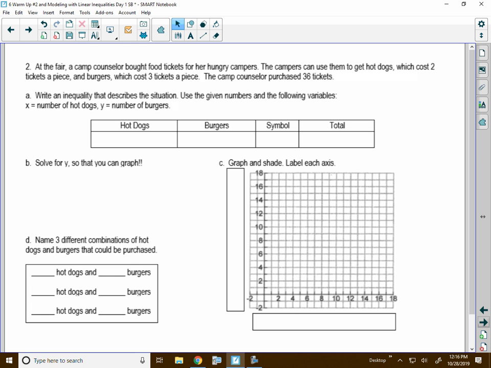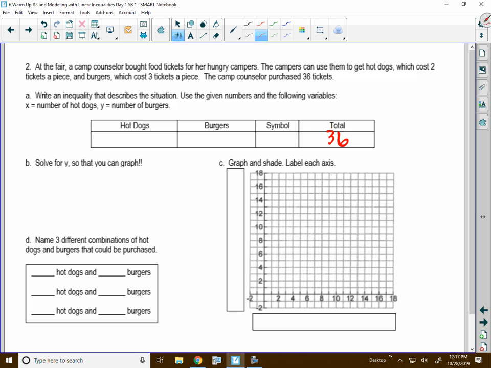All right, number 2. At the fair, a camp counselor bought food tickets for her hungry campers. The campers can use them to get hot dogs or burgers. Hot dogs are 2 tickets, hamburgers are 3 tickets. They purchased 36 tickets. What's our total? 36.